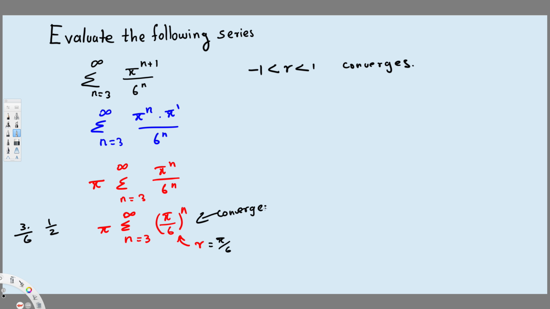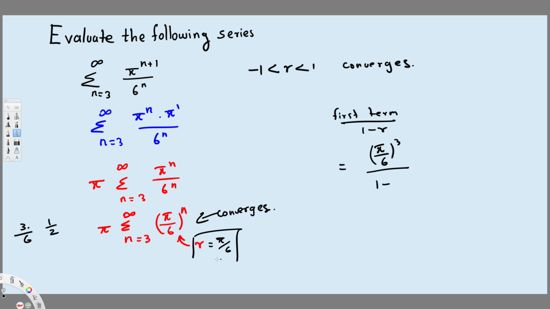So let's find the convergent value. To find the convergent value, we use this formula: the first term divided by 1 minus r, and that's going to give us the convergent value. Here n is going from 3 to infinity, so the first term is going to be power 3. So 5 over 6 power 3 divided by 1 minus r.